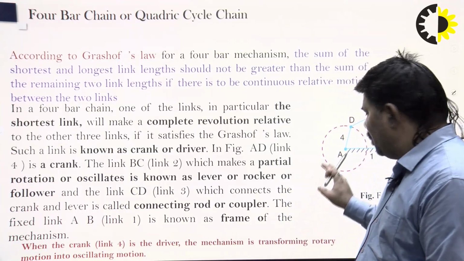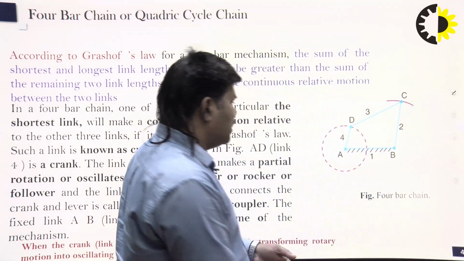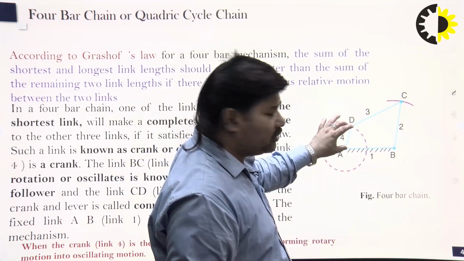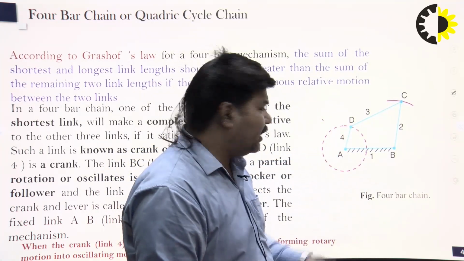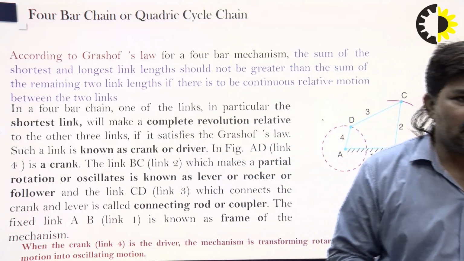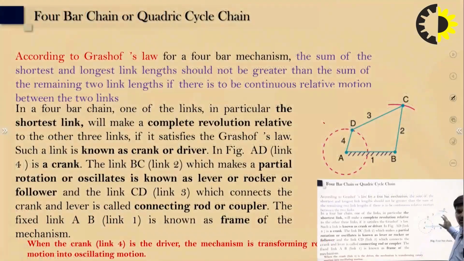Here you can see that link AB is fixed. So link AD, the shortest link, is known as the crank, and link BC is link 2. BC makes a partial rotation or oscillation, and is called either the lever, rocker or the follower.